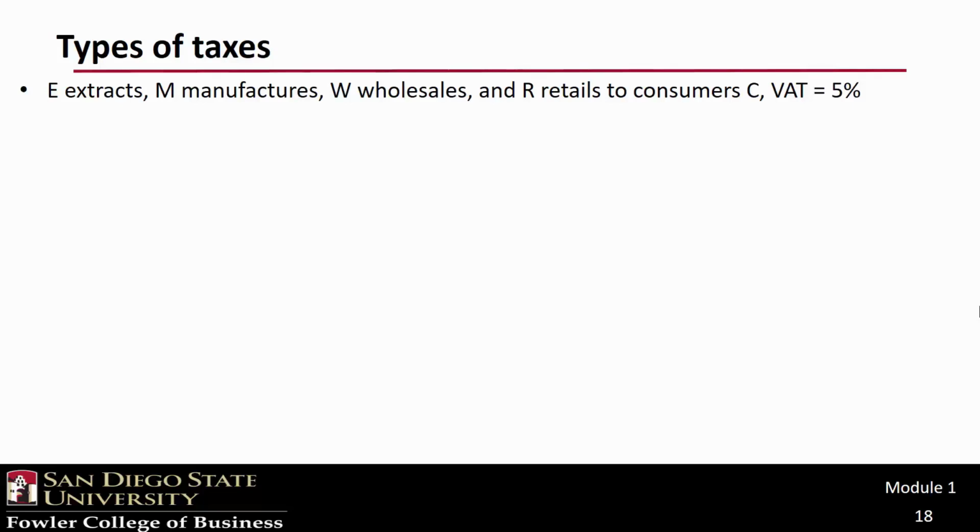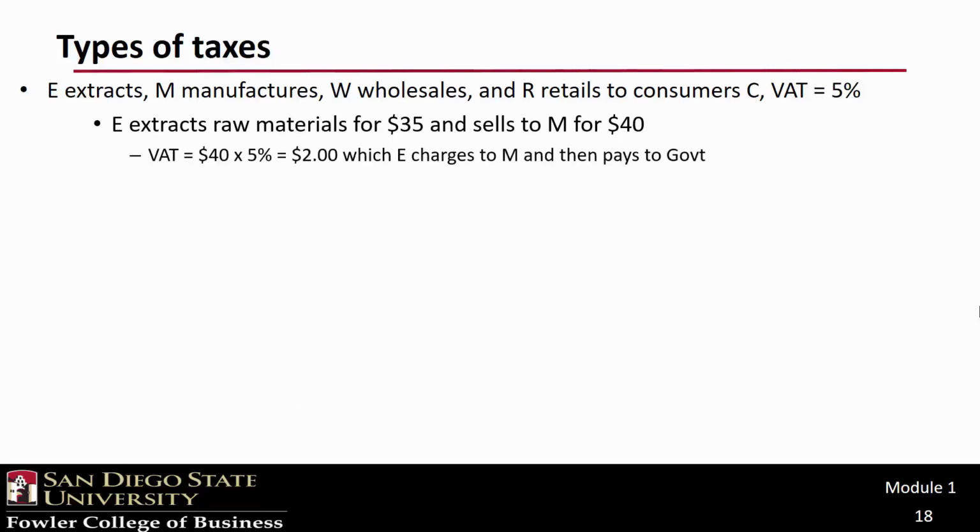Its elegance is in the way it enforces itself along the way. Start with E extracting raw materials at a cost of $35 and selling those to M for $40. The VAT equals $40 times 5%, or $2, which E charges to M and then pays to the government.